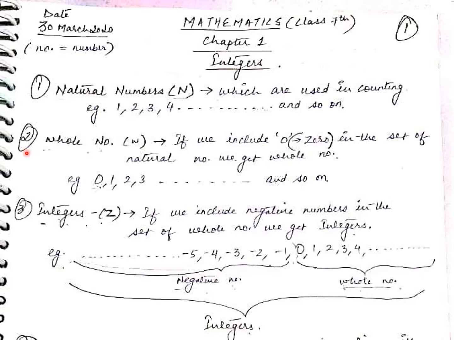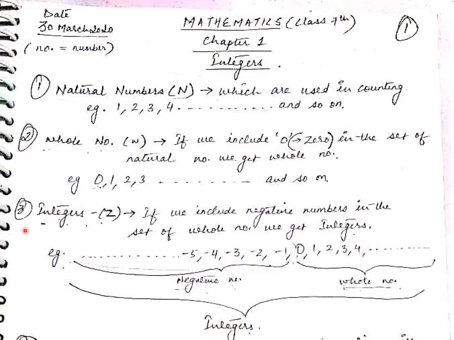Now, second type is whole number, which we denote by capital W. Whole number is same as natural number, except we add one number more in that set, and that is 0. So if we include 0 in the set of natural numbers, we get whole numbers. So here it starts with 0 and again ends in infinity.